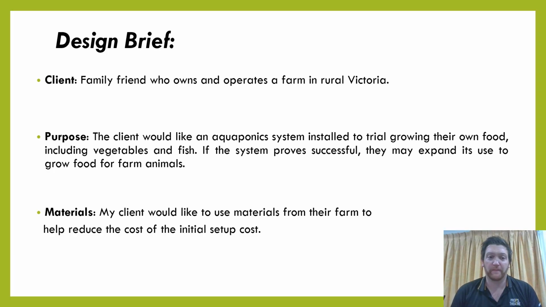The design brief. Firstly, we needed a client, who is a family friend who owns and operates a farm in rural Victoria. The purpose: the client would like an aquaponics system installed to trial growing their own food, including vegetables and fish. If this system proves successful, they may expand it to grow food for farm animals. Materials: my client would like to use materials from their farm to help reduce the cost of their initial setup.